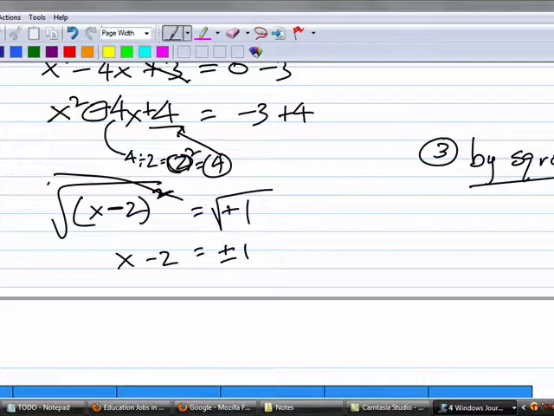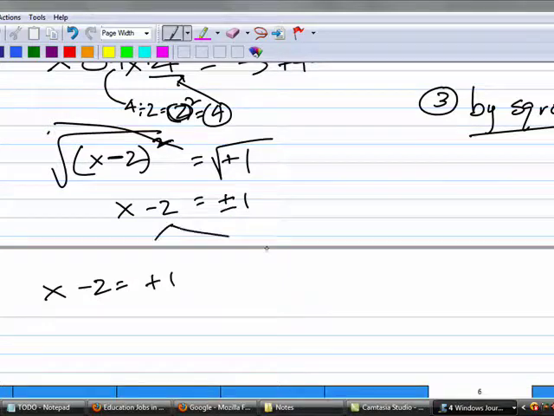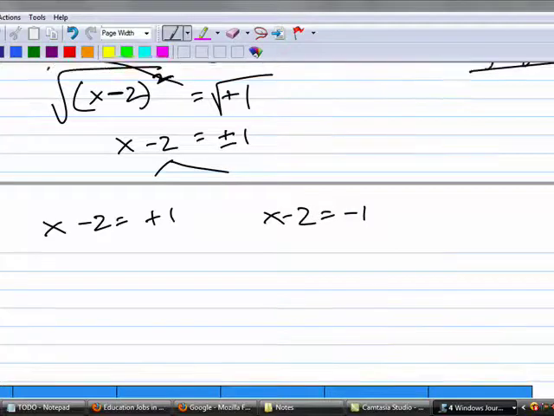And here we're left with x minus 2. So positive or negative will give me two different answers. So I have x minus 2 equals positive 1. That's giving me one answer. I'm going to rewrite it another way, x minus 2, and then in the second one I'll use negative 1. I'm going to write them separately so I can see the two answers.